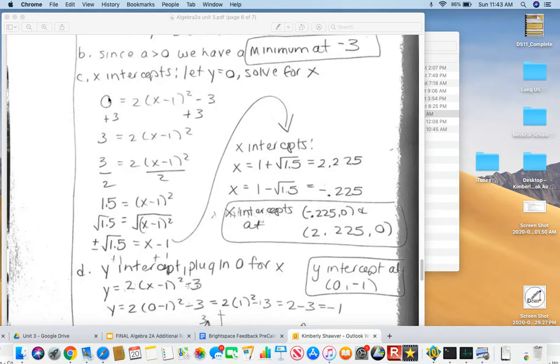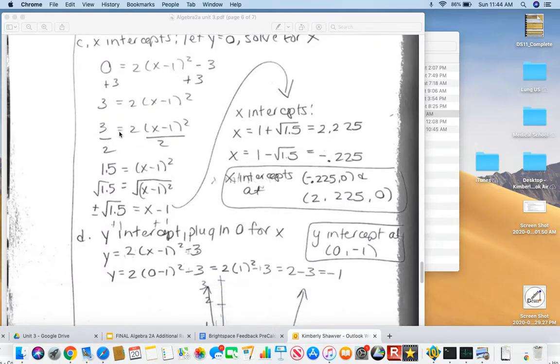For the x-intercepts, let y equal 0, solve for x. So we're plugging this in, add 3 to both sides. Like before, we've got to get the squared term by itself, so we're going to divide through by 2. And I'm actually just going to simplify this to 1.5.